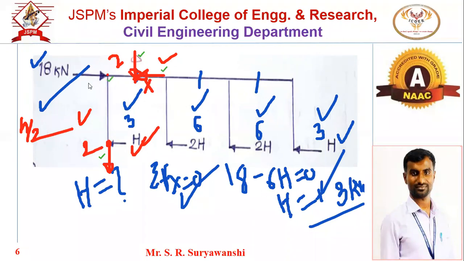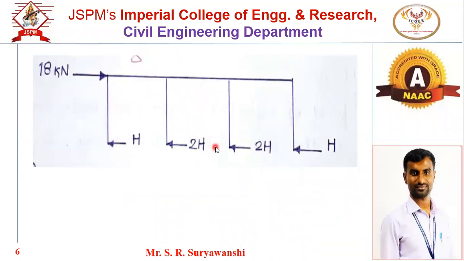Out of 3 unknown forces, 2 will be vertical and 1 will be horizontal. Means at each and every joint in the portal method, the unknown forces are 3. Out of 3, 2 are vertical, 1 is horizontal. So at each and every joint, you have to draw the FBD. Then we have to find out the 2 vertical forces and 1 horizontal force using the 3 conditions. As unknowns are 3, we have to use 3 conditions: summation Fx, summation Fy, and moment equal to 0.